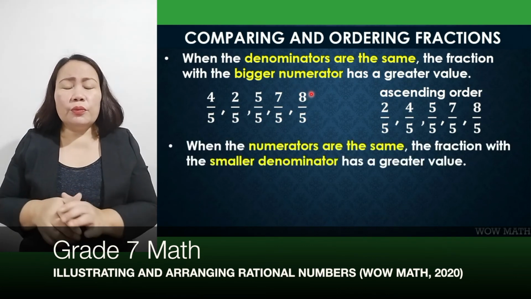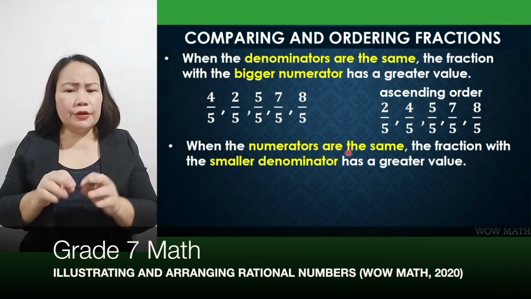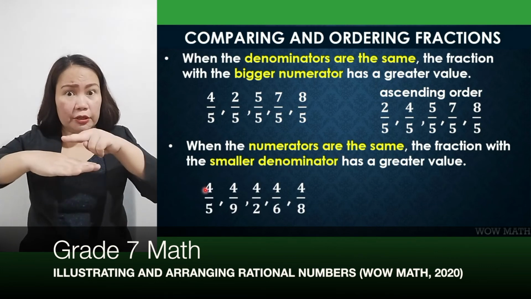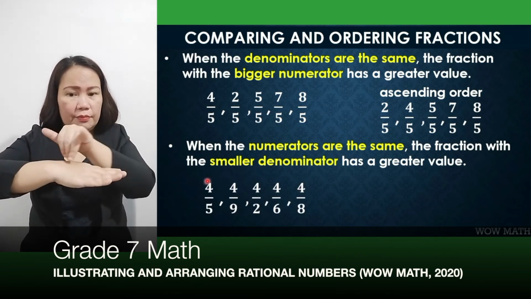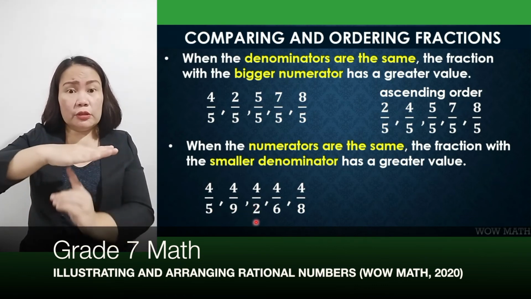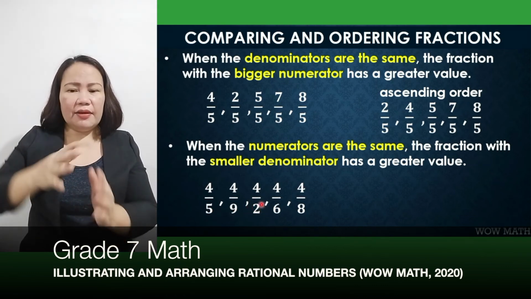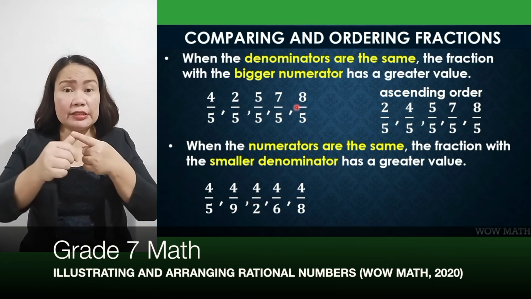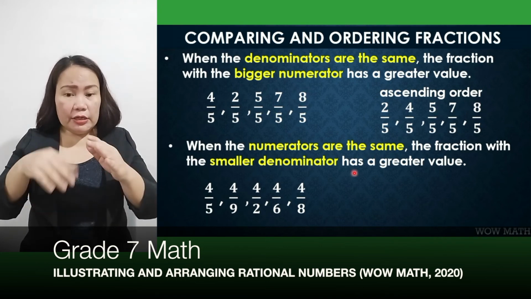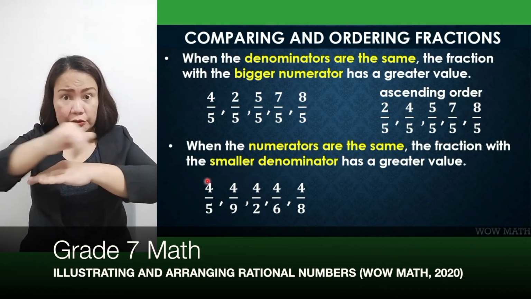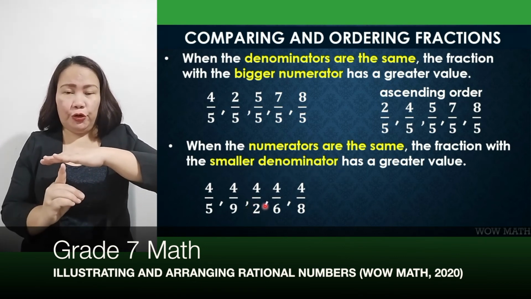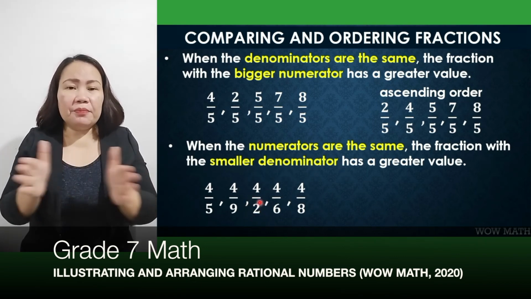Alright, what if yung numerators natin ang pare-pareho? Okay? Halimbawa ganito, baliktad. So, ang numerators natin are the same. So, baliktad din. Kung ano yung mas mababang number naman, yun ngayon ang pinakamataas ang value natin. So, unlike this, kung ano yung pinakamataas, yun ang pinakamataas na value. Dito, kapag numerator ang pare-pareho natin o similar, kung ano yung pinakamababang number sa denominator, that is the greater value.